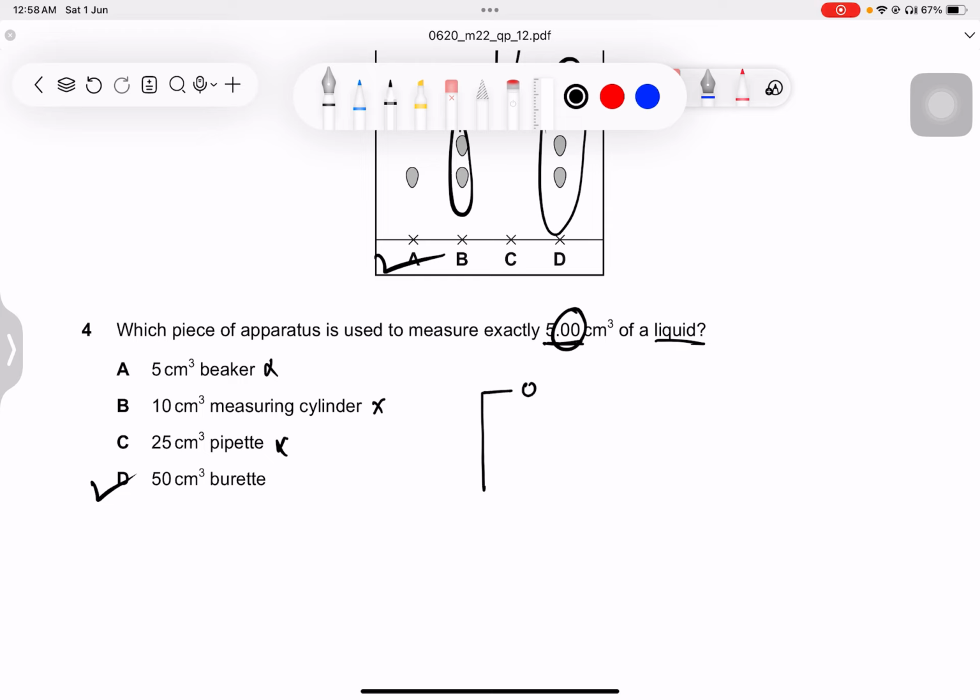If this is 0, it has 1, 2, 3, 4, and then 5, and then 1, 2, 3, 4. So this is 1. So each is 0.1. So divide this by 2, we have 0.05, 2 decimal places. This is the way you calculate the smallest an instrument can measure. In a measuring cylinder, it is 1, 2, so not correct.